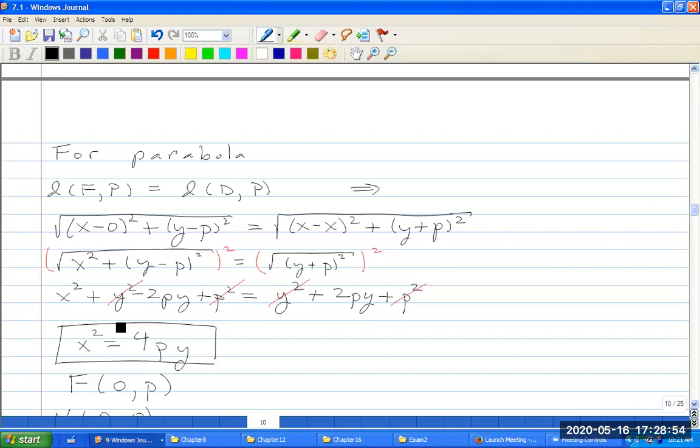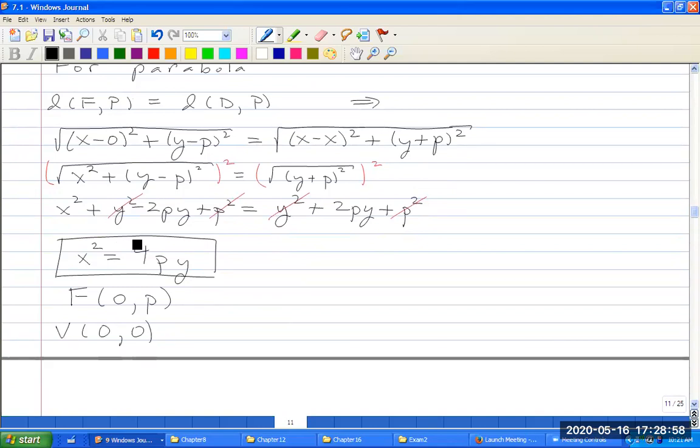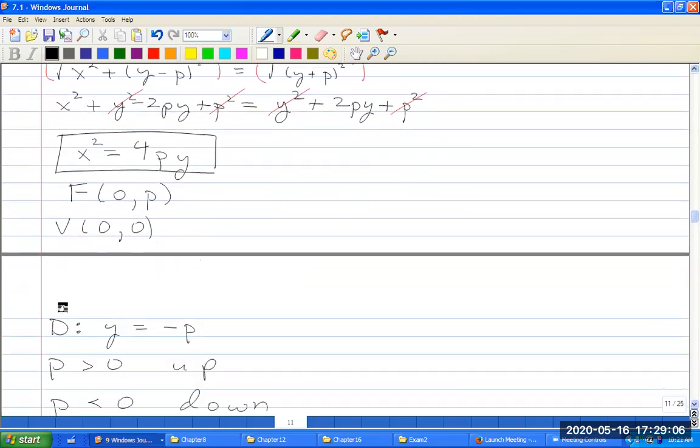Notice it's a quadratic. And so this is the equation of a parabola where the focus is at (0, p) and the vertex is at the origin and the directrix is y equals negative p. If p is greater than 0, then this parabola points upward. If p is less than 0, it points downward.